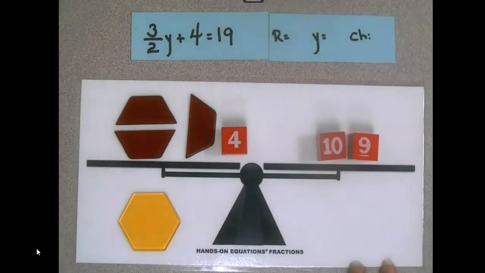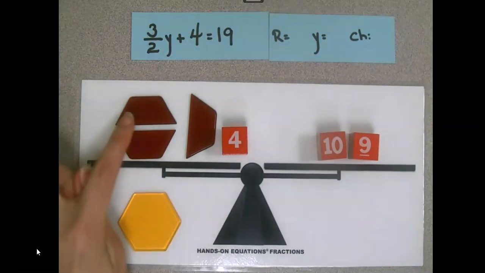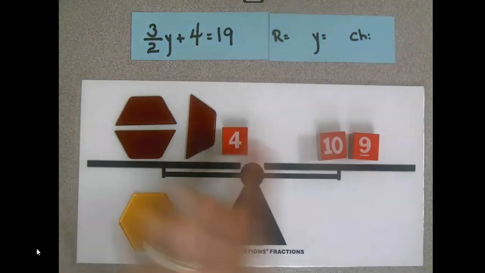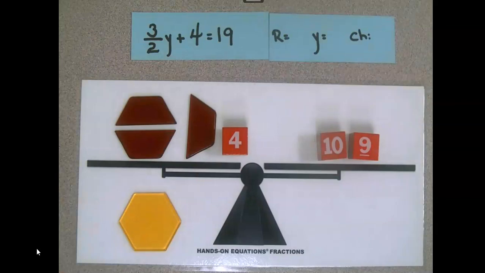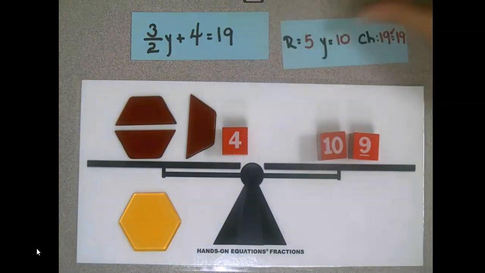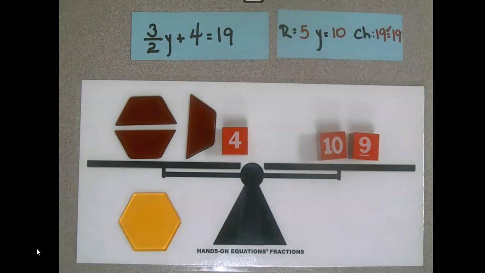So if my red block is worth 5, my left side is worth 5, 10, 15 plus 4 is 19, and my right side is also worth 19. And so my solution is my red block equals 5, yellow equals 10, and my check is 19 equals 19.